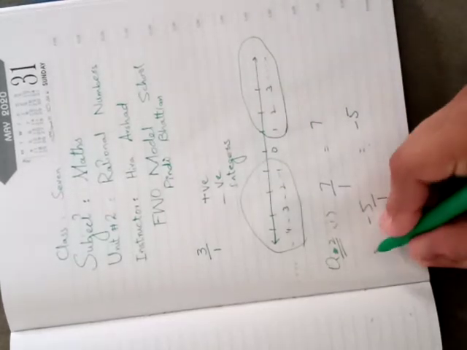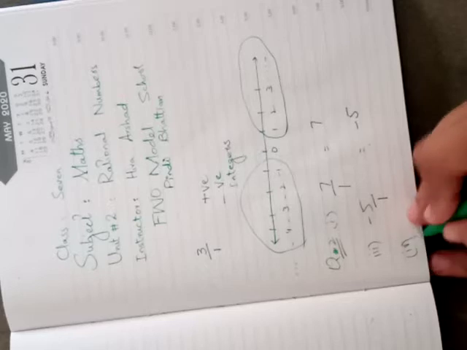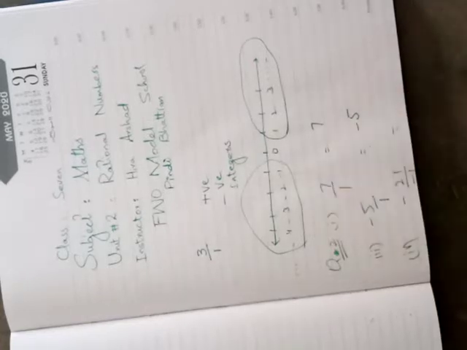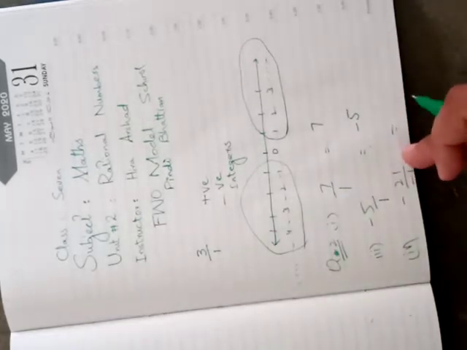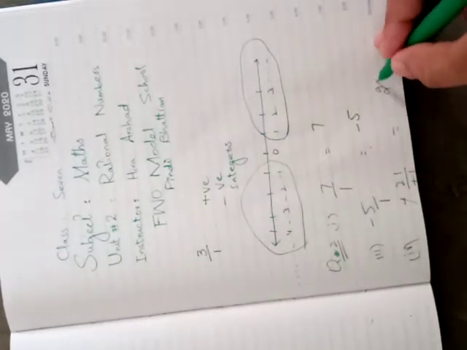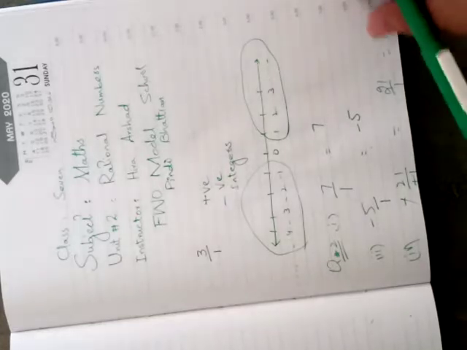Question number 2, part 3. Part 4. The question is -21 by -1. So how can we write this as an integer? Minus will be cut with minus. The resulting value will be 21 by 1, and 21 by 1 can be written as 21. This is a positive integer.